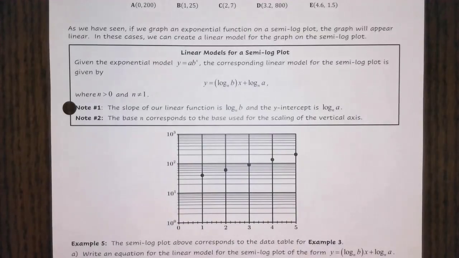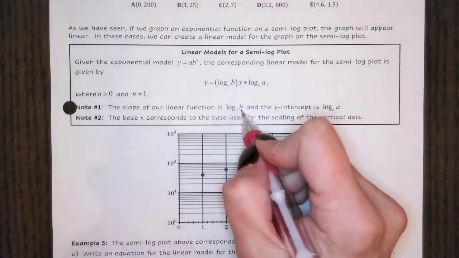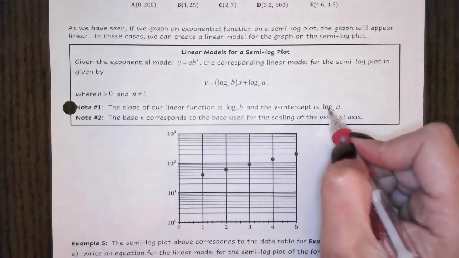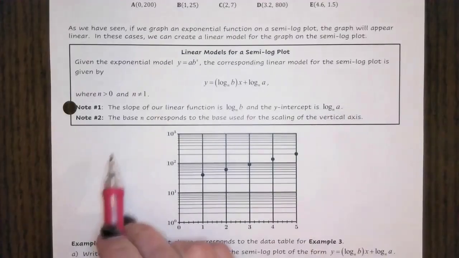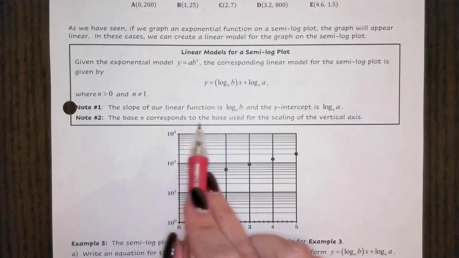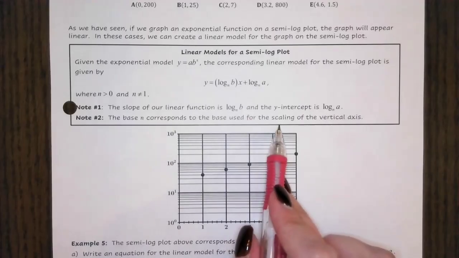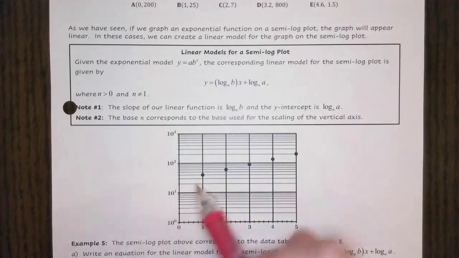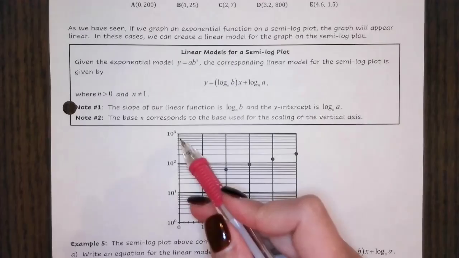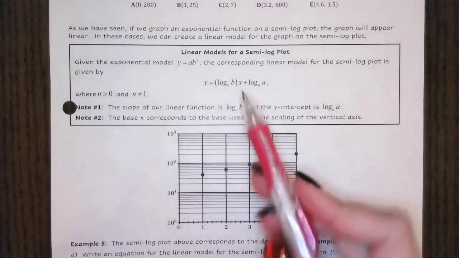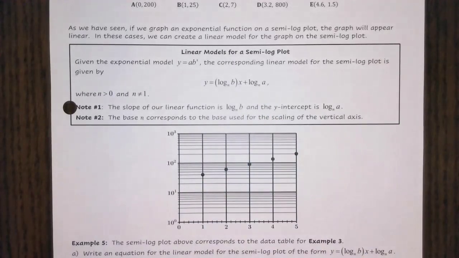It tells us to note that the slope of our linear equation is log base n of b, and the y-intercept is log base n of a. The base n corresponds to the base used for the scaling of the vertical axis. So right here, we see this has been scaled by 10, and so we would use the common log for this one. So this part right here is going to be 10 because the y-axis is scaled that way.